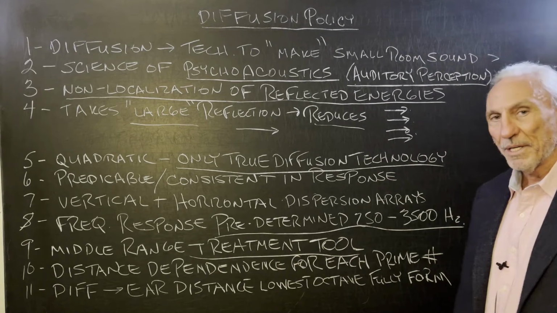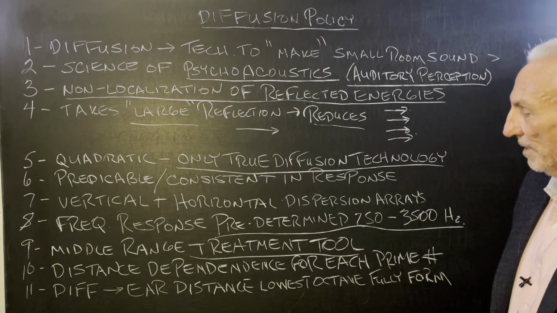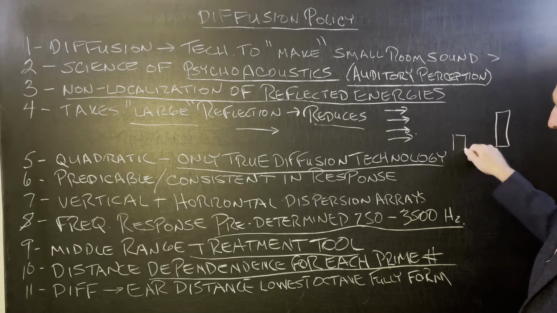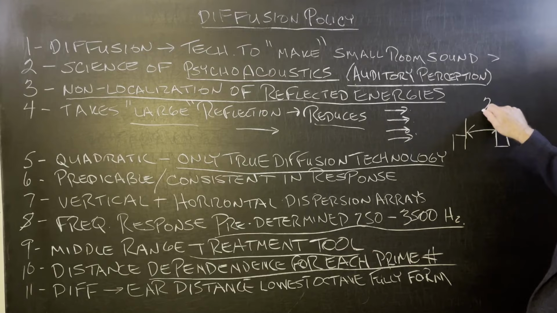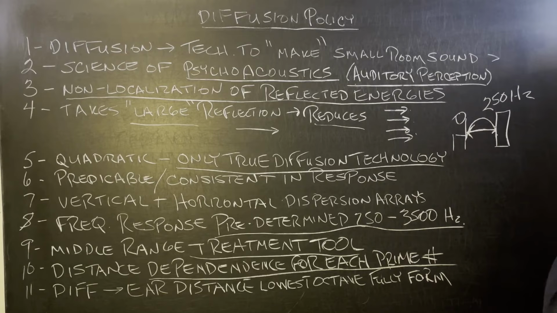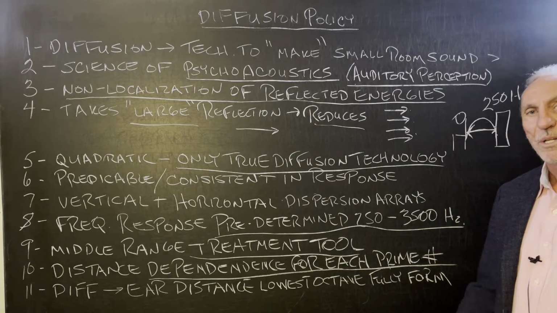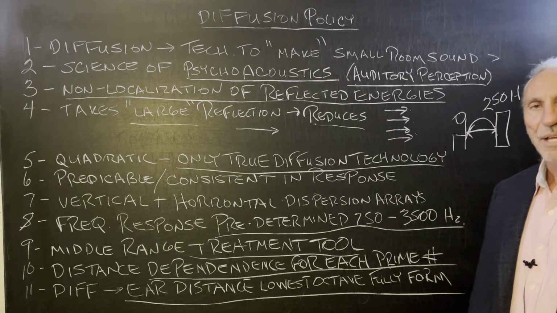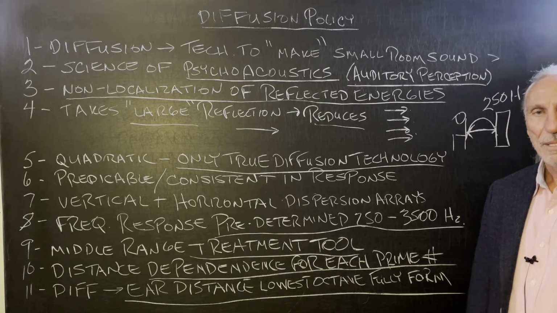It's middle range, and that's where we need the spatiality. So it's distance dependent for your ears to the source. If you have a diffuser on this wall and you're sitting here, the distance is critical because the lowest frequency, let's call it 250 hertz, must have enough distance to complete a full wave cycle before it strikes your ears. If you don't have the distance, then the lowest octave band can't fully form and you get phase, and you don't want that. We're trying to get resolution, not phase. So it's the ear distance to the lowest octave band that is factored in there. So for 250, about 5 feet. That's what you would need there.